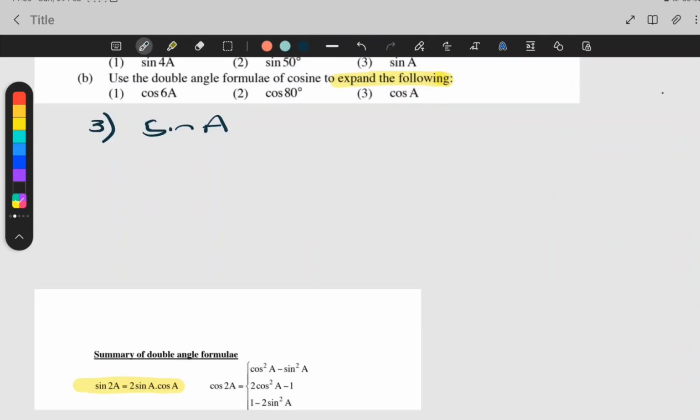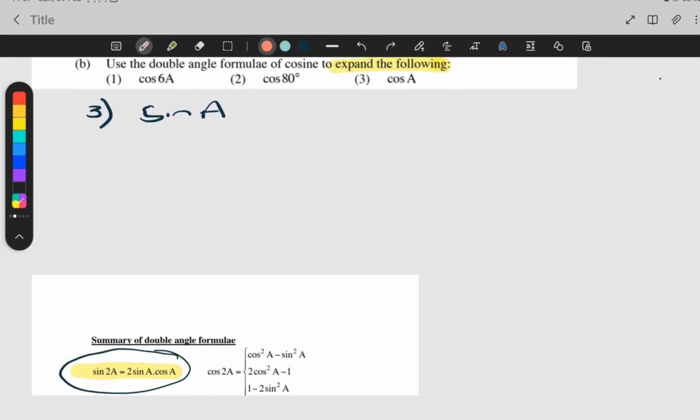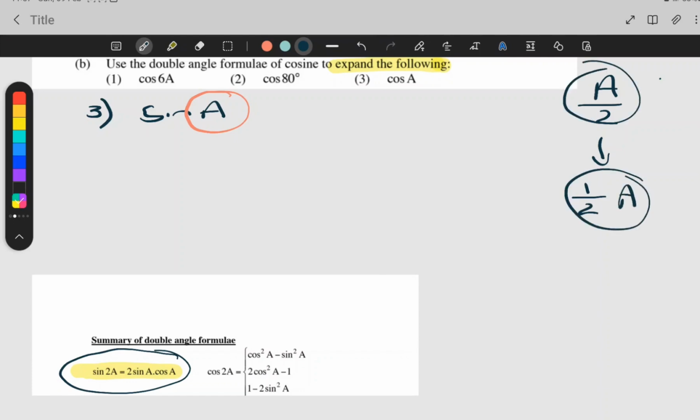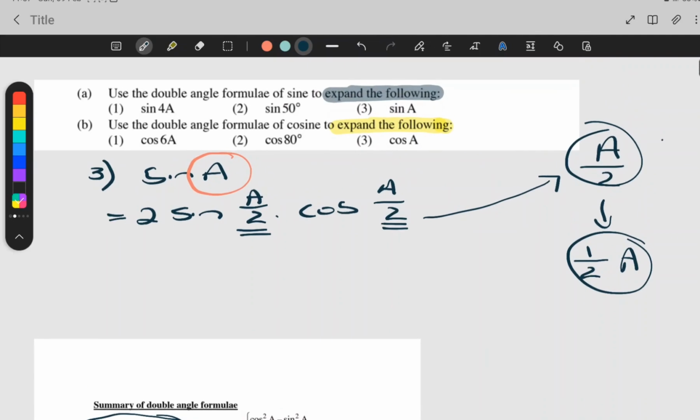The next question is sine A, and you have to expand using double angles. So let's do our side note again. We circle the angle, and then we say that angle over 2. So can you see, this is the same as a half A. This becomes a 2 in front, sine A over 2, or a half A, times cos A over 2, or a half A. Where do I get this from? I got it from there. And that's how you expand double angles.